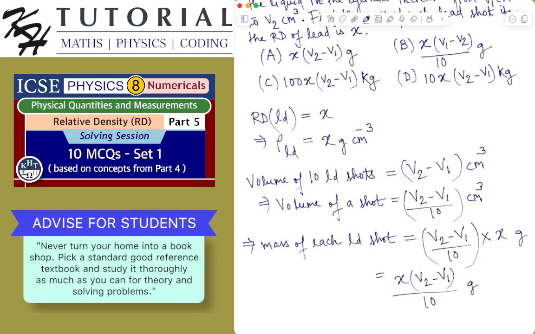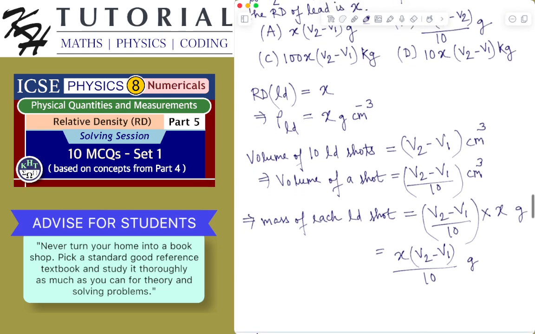Now if we consider gram, the choices A and B are only in gram. Definitely choice A is incorrect because we do not see the factor of 10. In choice B, it is quite similar, but it is given as V1 minus V2, but it should be V2 minus V1. So choice A and B are incorrect. So definitely we have to see what will be the mass in kilogram.